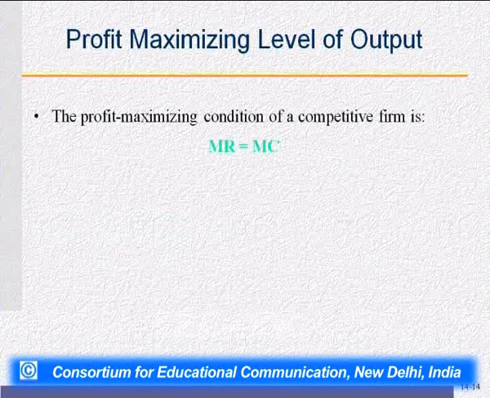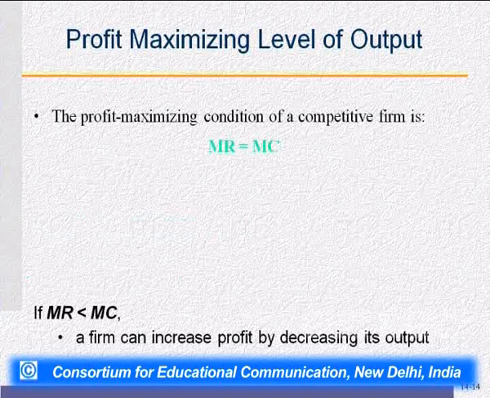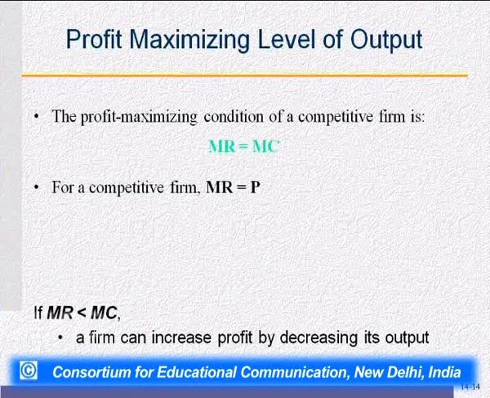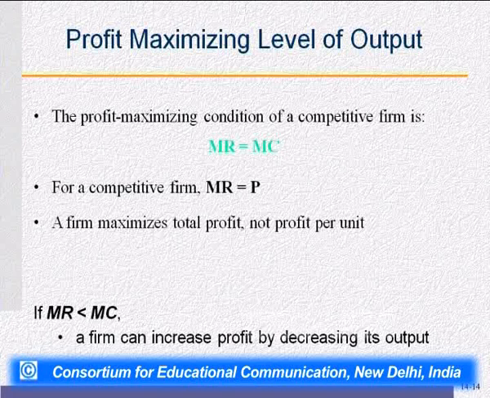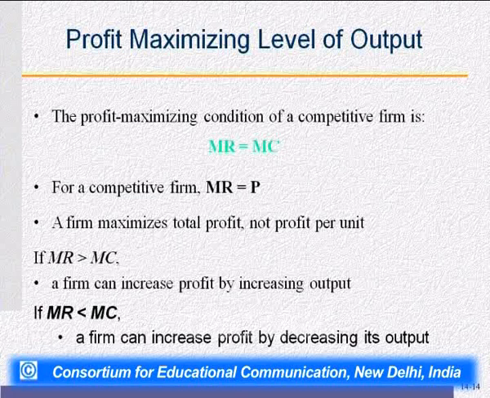So, as we discussed, the profit maximizing condition of a competitive firm is MR equal to MC. For a competitive firm, MR is equal to P. You can say MR is equal to the market price. A firm maximizes total profit, not profit per unit, if MR is equal to MC.